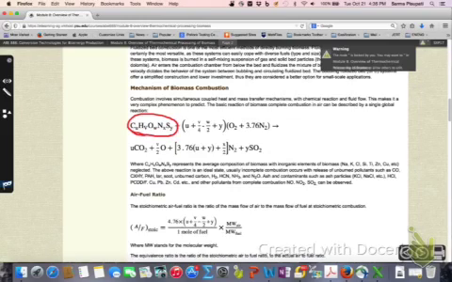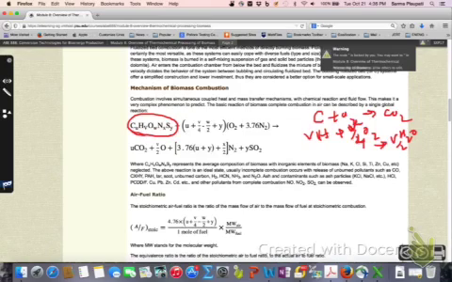For every one carbon, we need 1 mole of oxygen to turn it into CO2. In the same way, for V atoms of hydrogen, it requires 1/4, or V over 4, moles of oxygen to combine it into V over 2 moles of H2O.